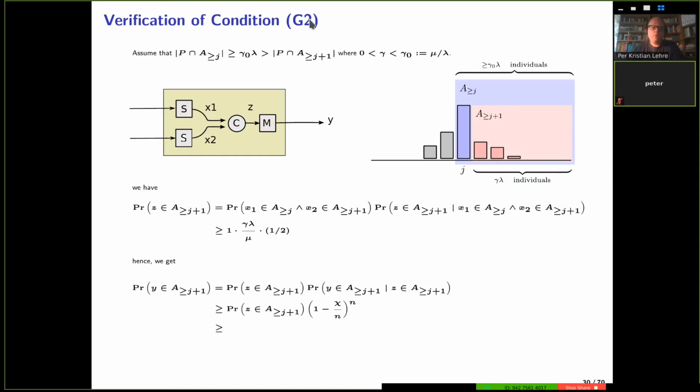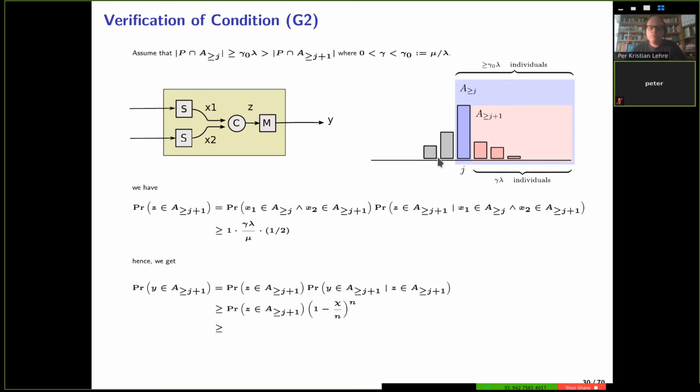Okay, so now let's look at condition G2. Let's recall the assumptions of G2. We have a population P. We assume that we have at least gamma naught lambda individuals in level j, and we have less than gamma naught lambda individuals in level j plus 1 or higher. I'm going to choose now gamma naught to be mu divided by lambda. I will show that this will be a clever choice later.